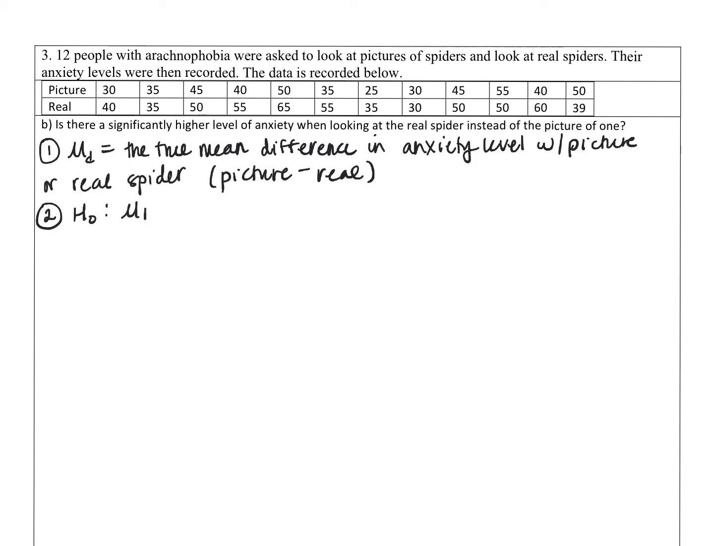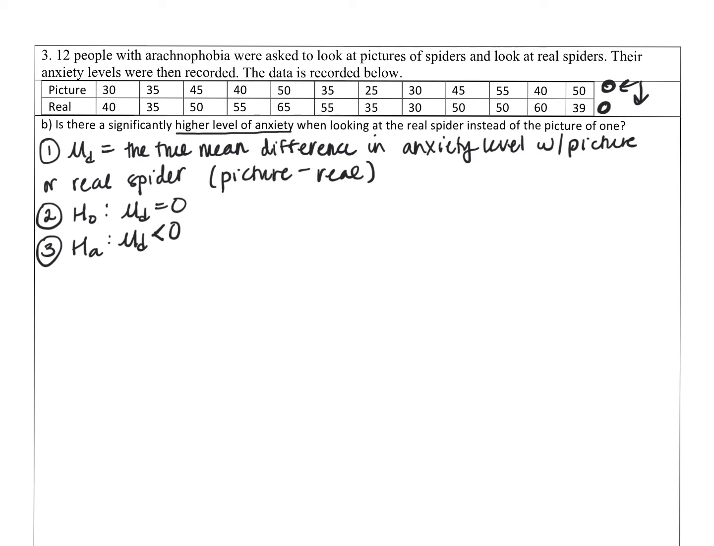The null is that there's going to be no difference. And the alternate, let's go look at what the question is asking. It just says, is there significantly a higher level of anxiety? So that means the real would produce more anxiety. So I would expect, if I had a bigger number for the real and a smaller number for the picture, I would expect subtraction this way to result in a negative value. So I'd expect mu sub d to be less than 0. And if you switched this and you said real minus picture, then this will be greater than 0, okay?